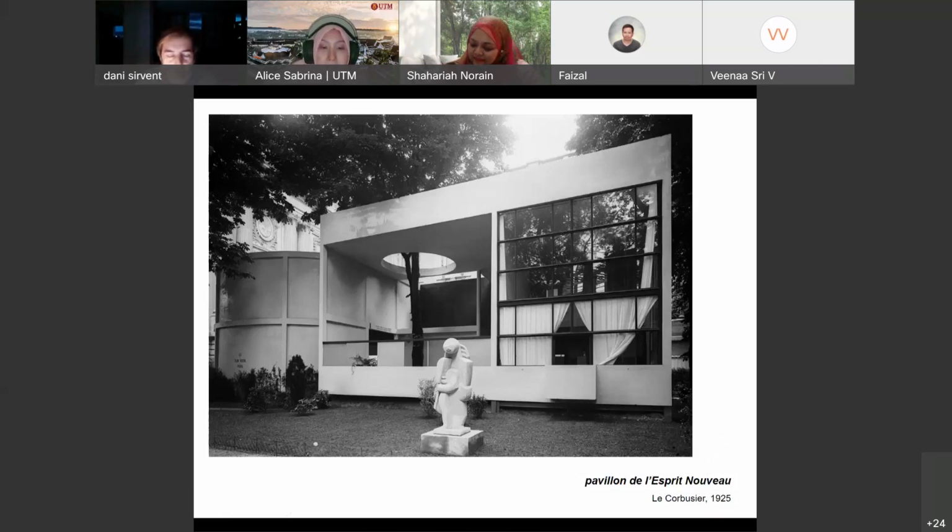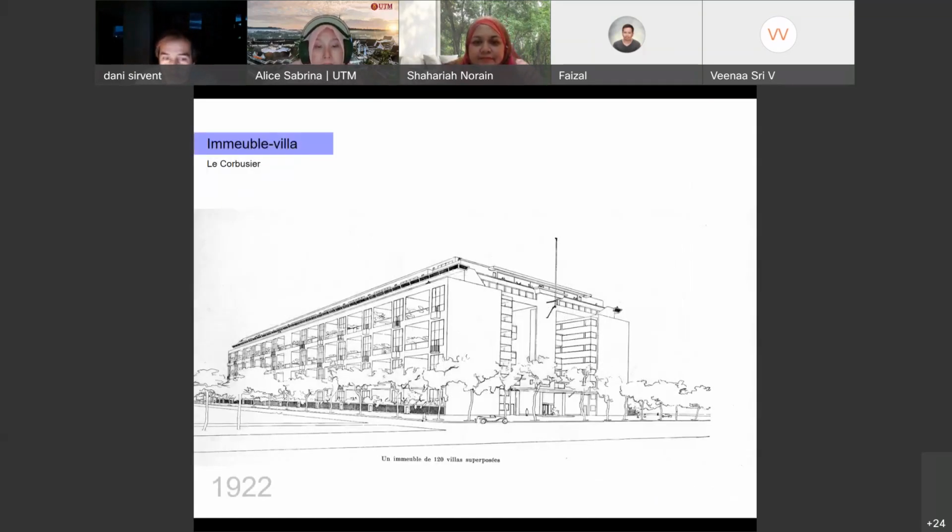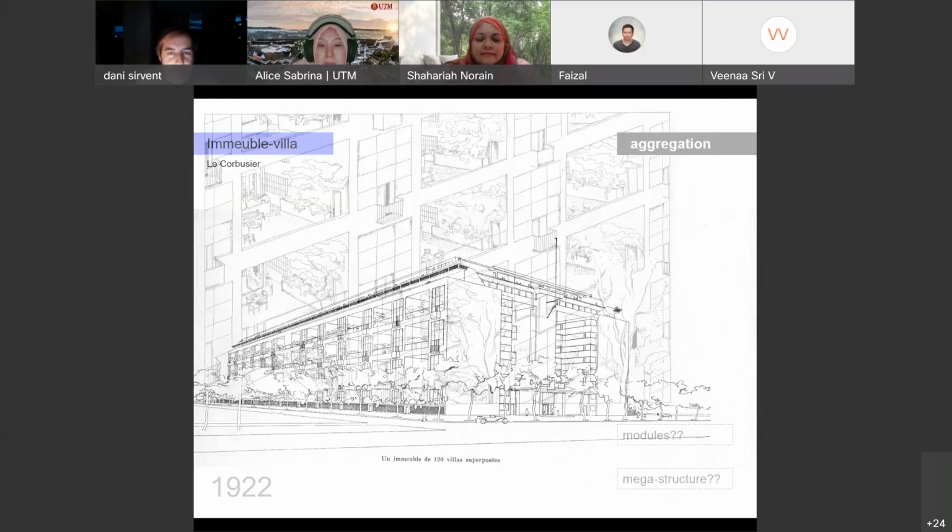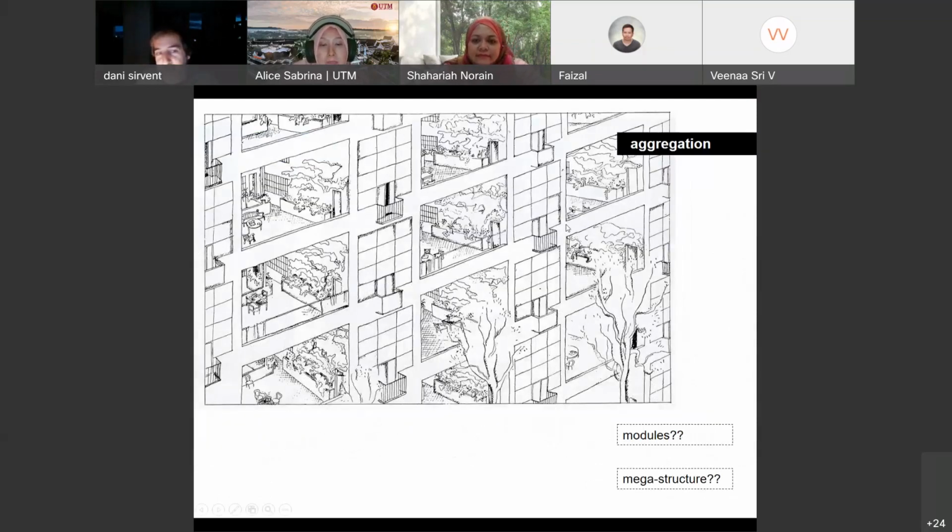Okay, thank you. So you have this pavilion and in the concept of aggregation, he only put one unit upon another, and here you have this building. This is the first meaning of aggregation, where you put one onto another in a certain vertical. Here you can't find modules, you can't find structure.